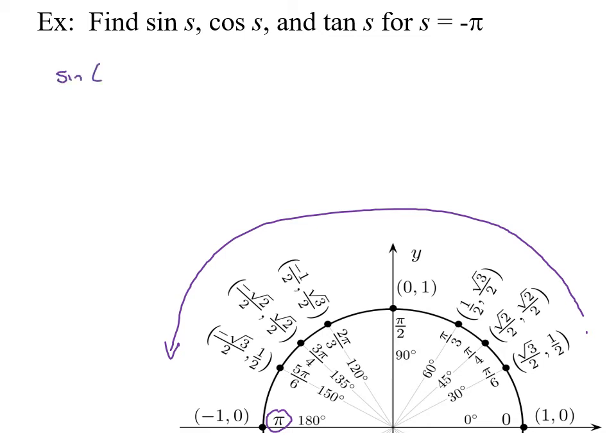So sine of negative pi is the y value at pi, which is 0. Cosine of negative pi is the cosine value, the x value, which would be negative 1. And tangent of negative pi would be the y over the x, which is also 0. The unit circle makes it fairly easy to look at and just pull values off pretty quickly. So these next few slides will be going through kind of fast. So hopefully this makes sense.